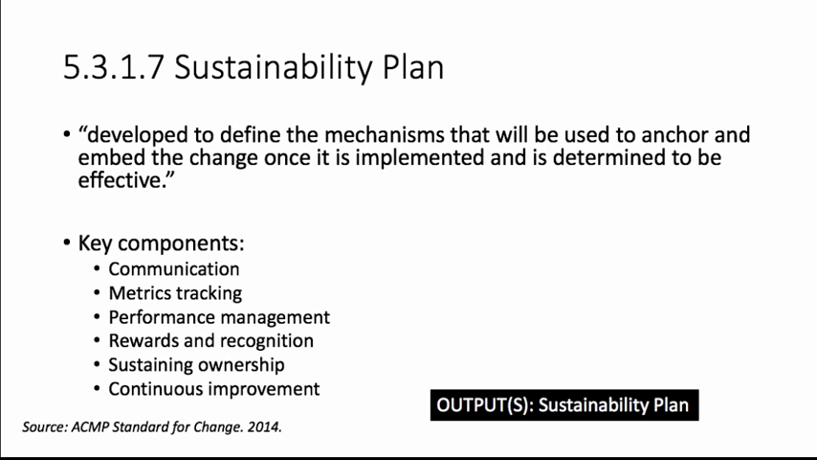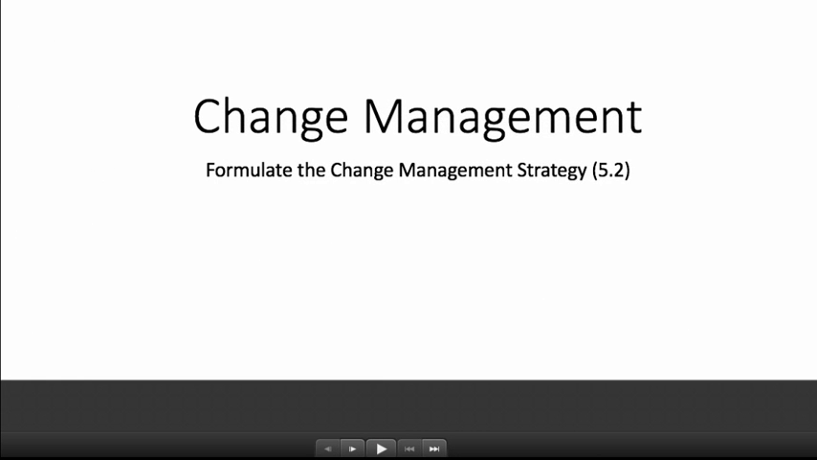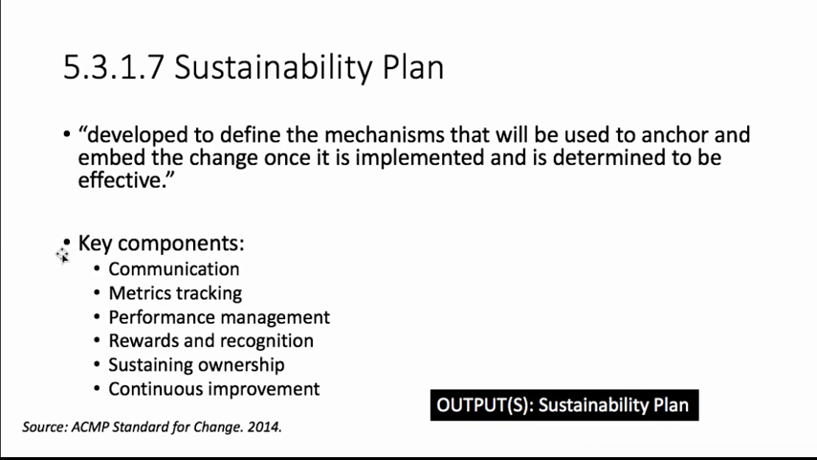The second component is metrics tracking, a consistent and effective process for ongoing measurement and results reporting to track progress and ensure sustained results. Third is performance management, a consistent process for observing and objectively measuring desired behaviors and attitudes, including performance appraisal process, promoting, demoting, and transfer of experience and knowledge.